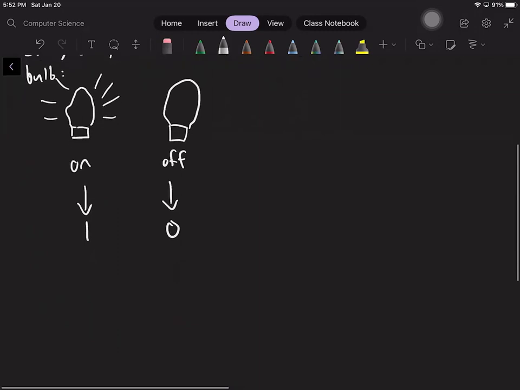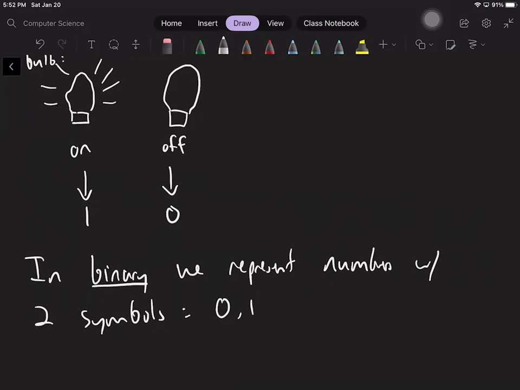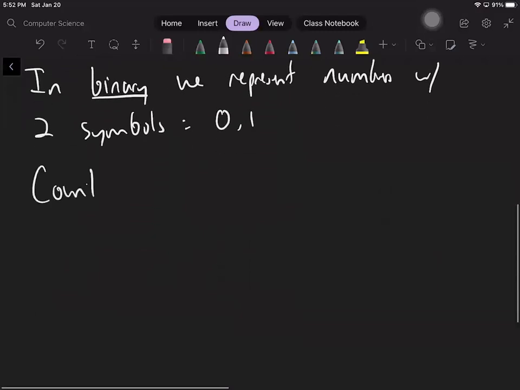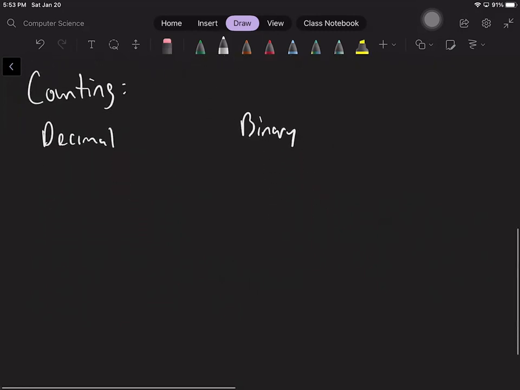So basically in binary, we represent numbers with 2 symbols instead of 10. They are 0 and 1. Okay, so the first thing you learn to do with numbers is count. So that's what we're going to do here. How does counting work in binary? Well, let's just compare it to decimal counting and see what's going on.